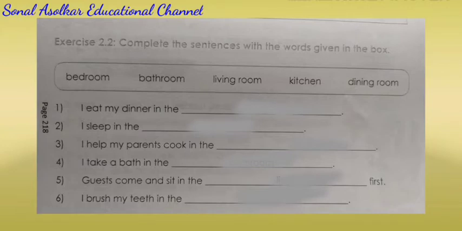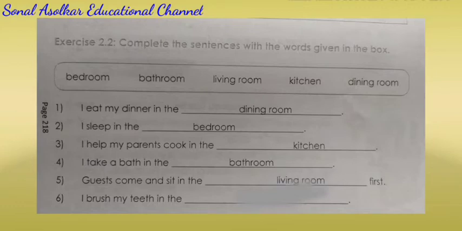The next exercise 2.2. Complete the sentences with the words given in the box. I eat my dinner in the dining room. I sleep in the bedroom. I help my parents cook in the kitchen. I take a bath in the bathroom. Guests come and sit in the living room first. I brush my teeth in the bathroom.